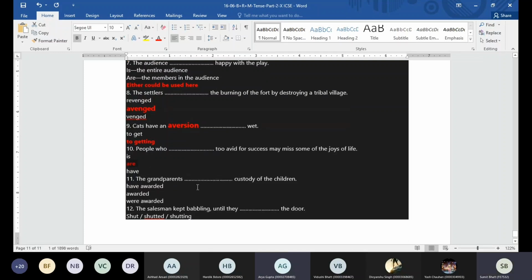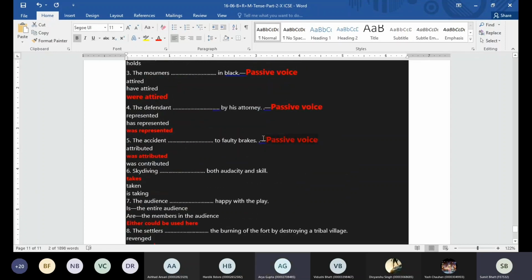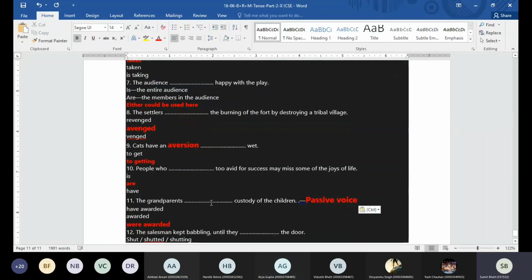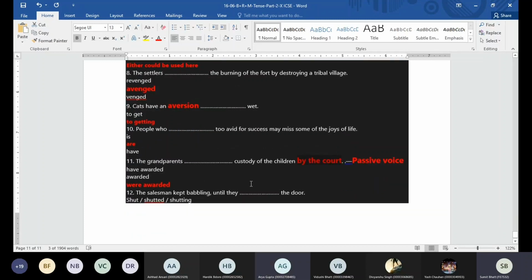Okay, next sentence: the grandparents dash custody of the children. Awarded or were awarded? Were awarded. Okay, why are we using were awarded? Which voice are we using? Passive voice. Because we are saying the grandparents were awarded custody of the children by whom? By the court, by the judge or something. And this by the court is never given to you guys. We have to assume that this must be the sentence.